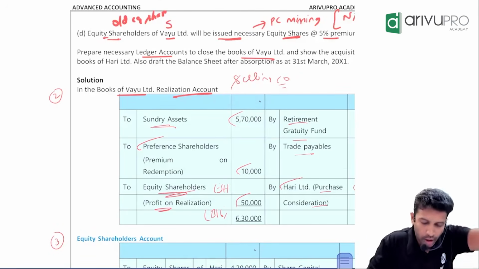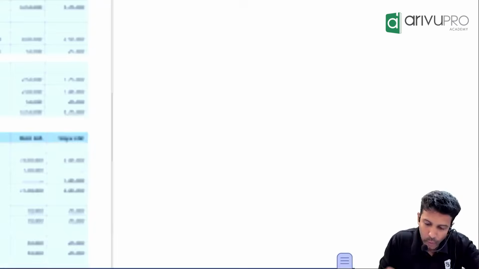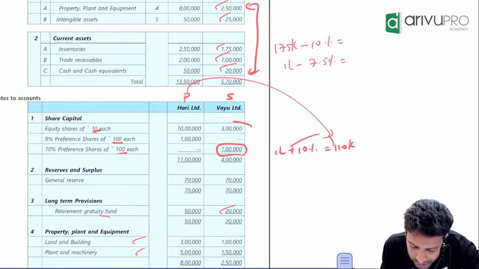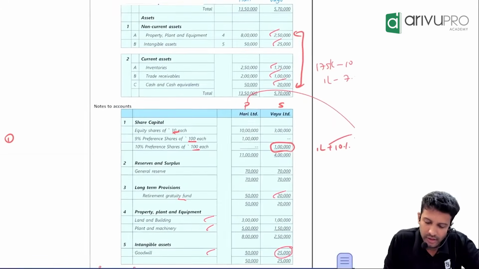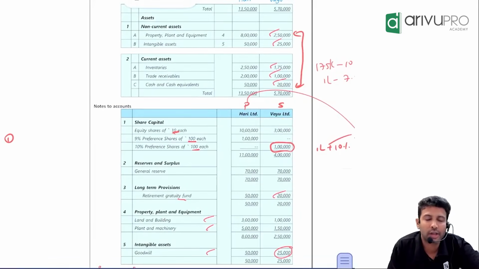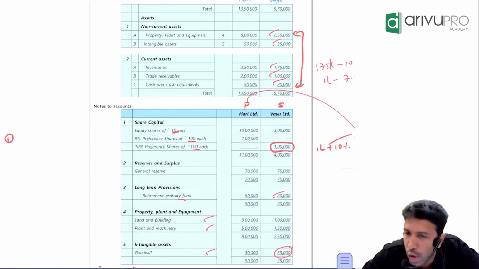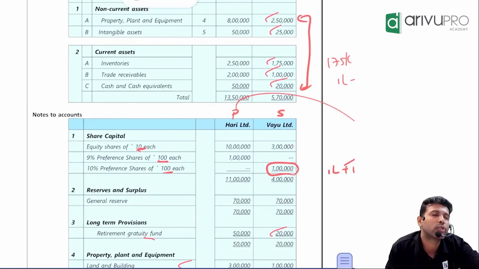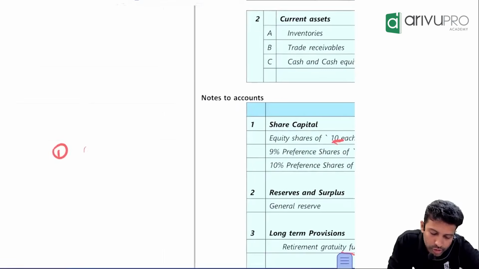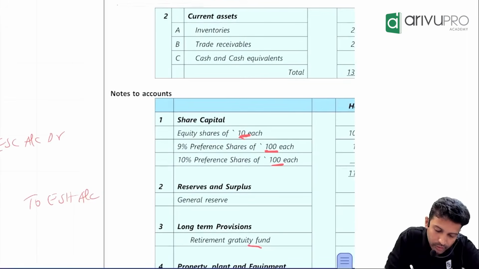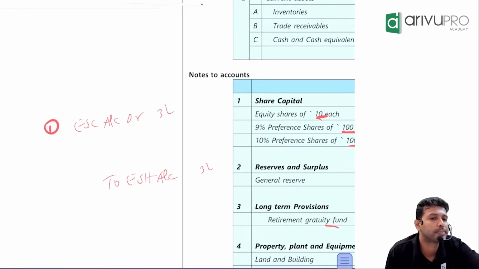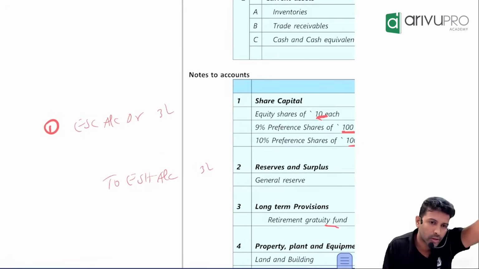Let's see. Okay, one by one posting. Equity share capital of the selling company is how much? 3 lakh. Tell me the entry for this. This ledger also we should close. Equity share capital has what balance? Credit balance. How do you close? Debit. So the journal entry will be equity share capital account debit, to equity shareholders account, 3 lakh. Any doubt? One component transferred, one checkpoint done.